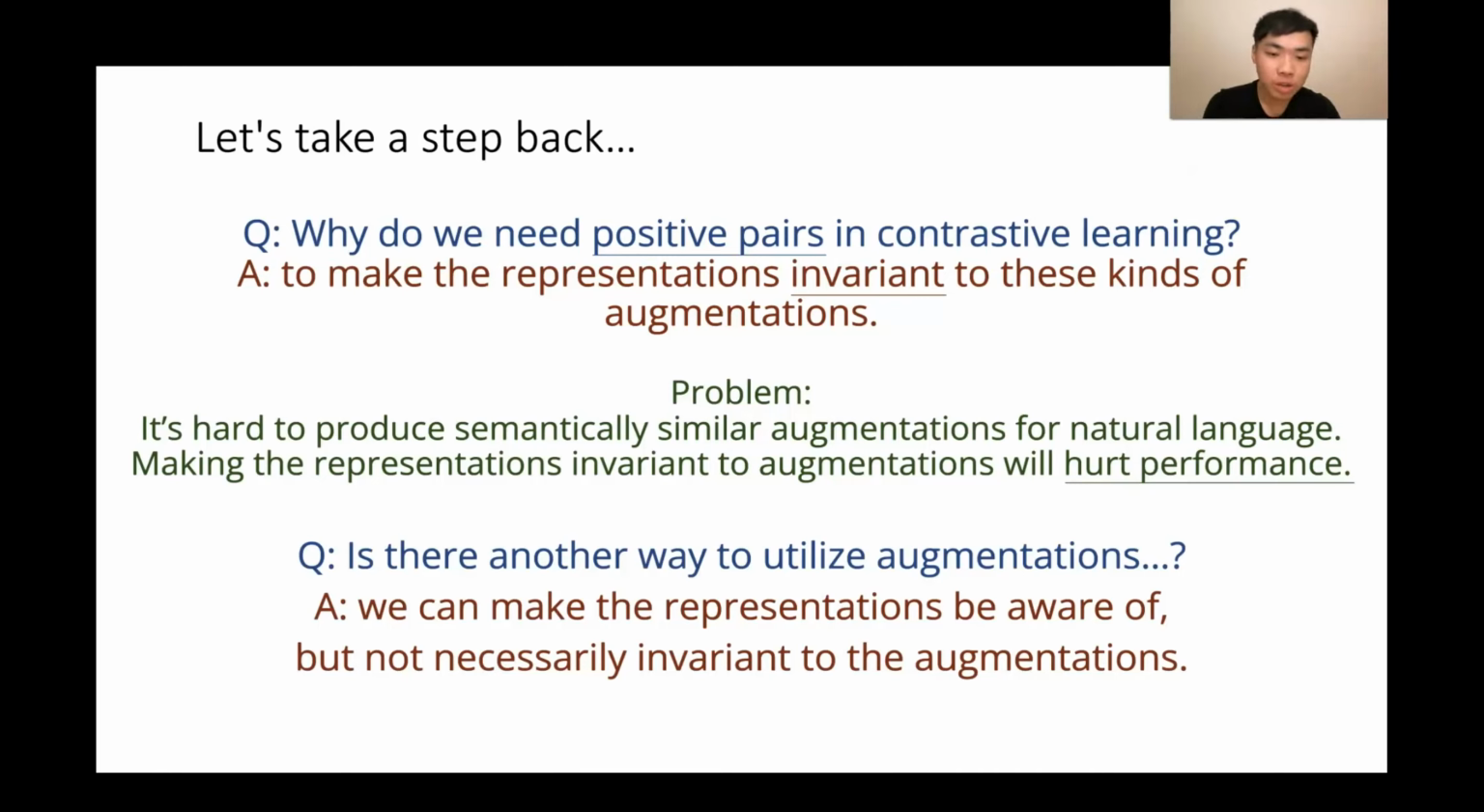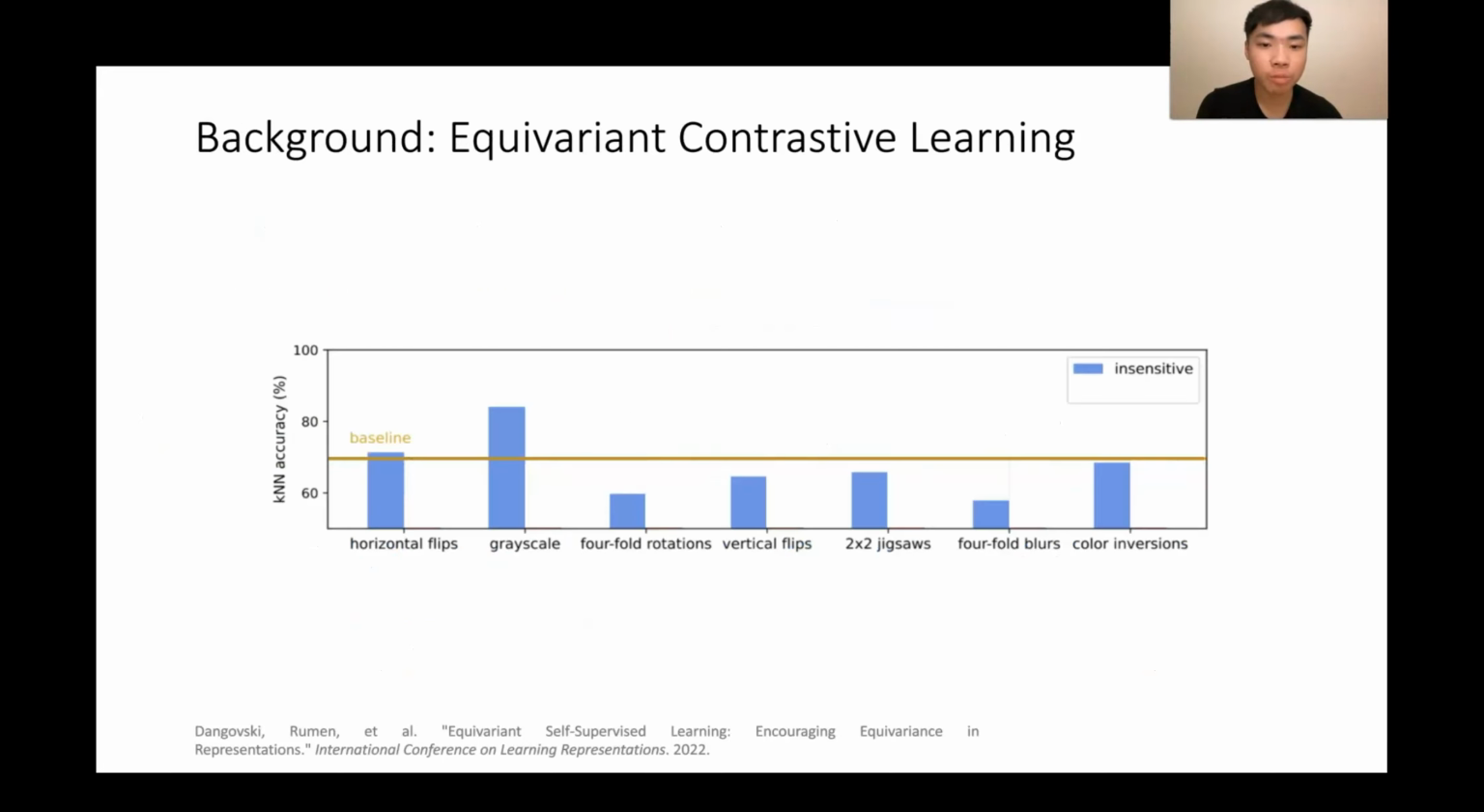We can try to make the representations be aware of, but not necessarily invariant to, the augmentations. Let's look at some examples in computer vision to understand this idea. In computer vision, we have many different augmentation methods like grayscale, 4-4 rotations, and vertical flips. Grayscale is a very good augmentation method. It can achieve much better results compared to a baseline if you use grayscale to produce the positive pairs.